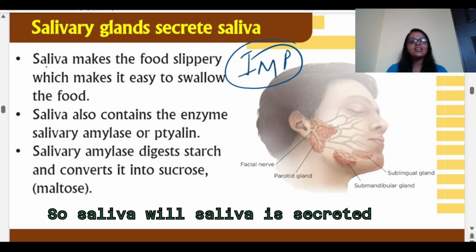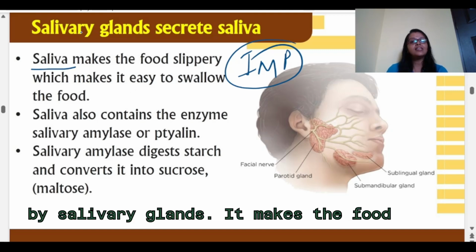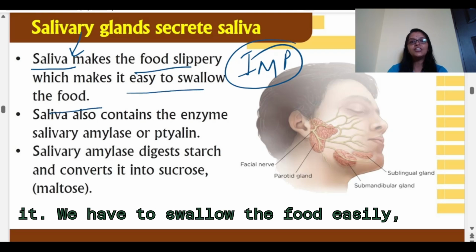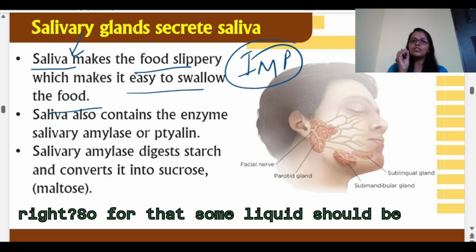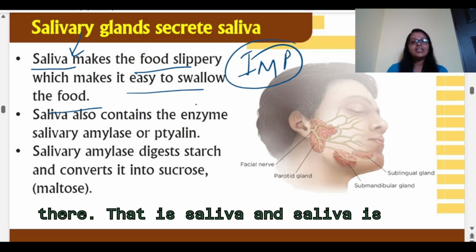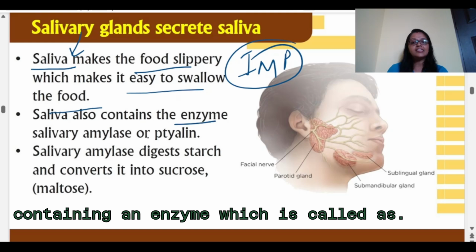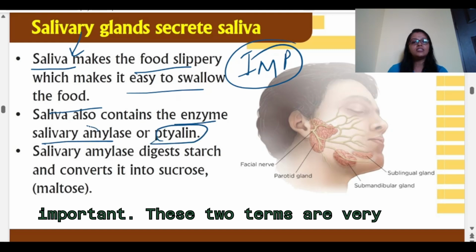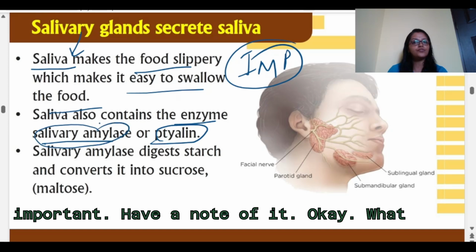So saliva is secreted by salivary glands. It makes the food slippery so that we can easily swallow it. We have to swallow the food easily, right? So for that, some liquid should be there, that is saliva. And saliva contains an enzyme which is called salivary amylase or ptyalin. Very, very important. These two terms are very important. Have a note of it, okay?